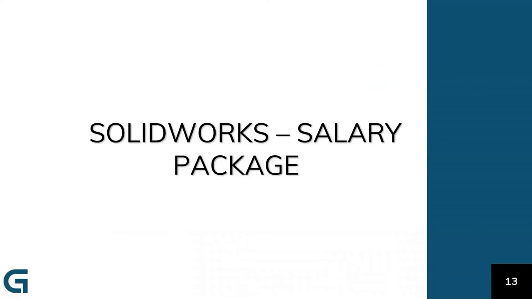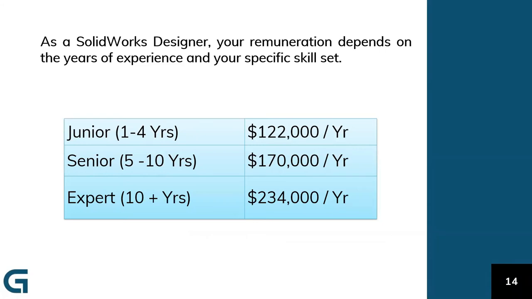Once we know that there are a lot of jobs, the next question that pops up is, what is the salary package? The salary package usually depends on the years of experience. It's basically in mechanical, so the more years of experience you gain, the more the rise in your income takes place. For example, when you start as a junior with 1 to 4 years of experience, you'll get $122,000 per year on average. When you are a senior, with 5 to 10 years of experience, the number increases, and as an expert, again the number increases. And this is not the limit; with expert 10 plus, your income will also increase.